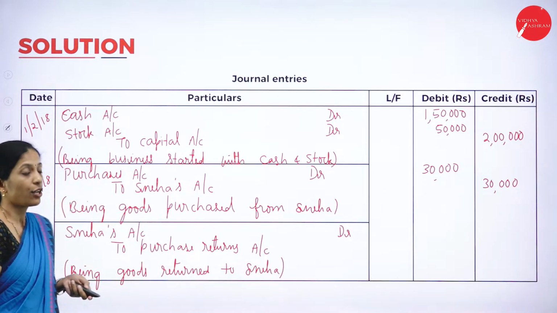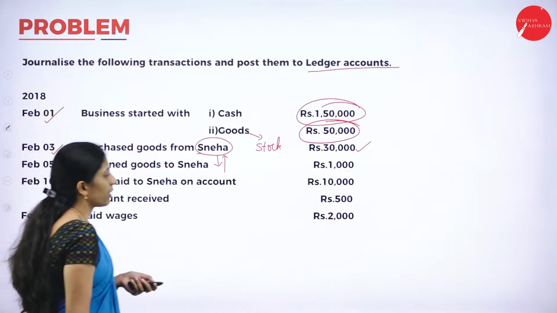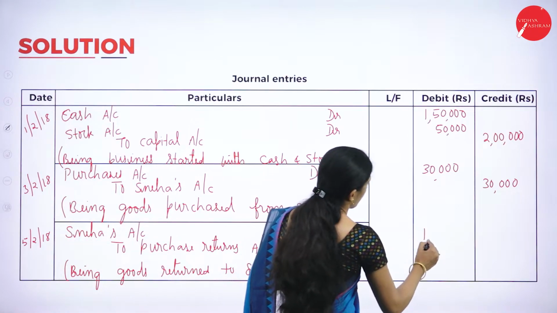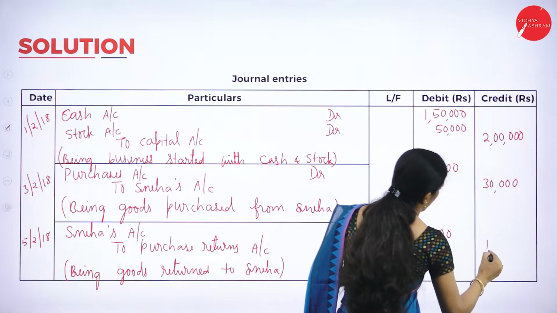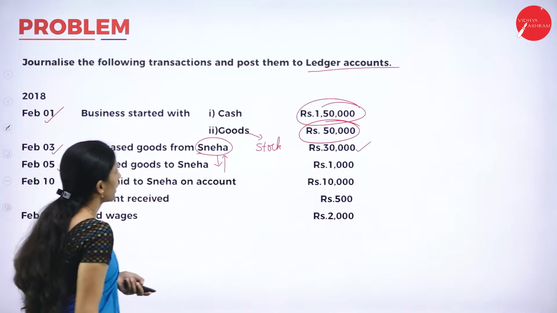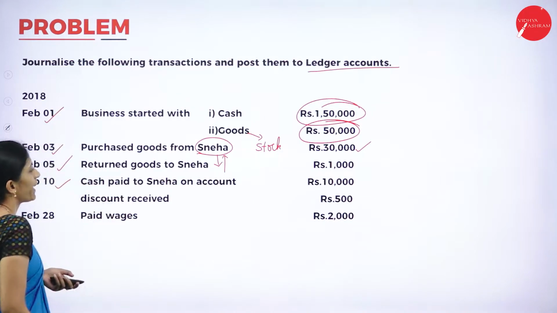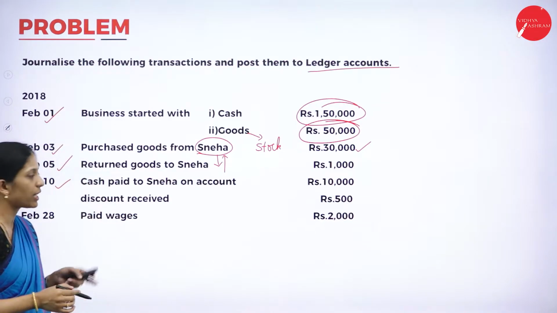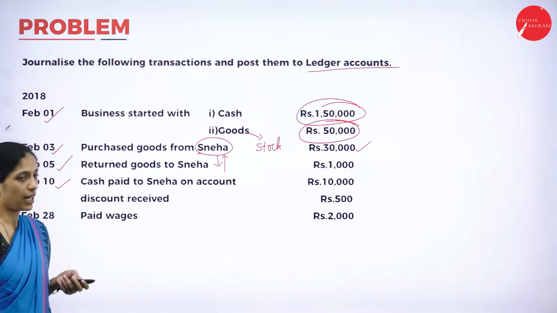Close the bracket. So what is the amount? That is 1000. So 1000 is the amount. Now moving on to the next entry, that is cash paid to Sneha on account 10,000 and discount received 500.